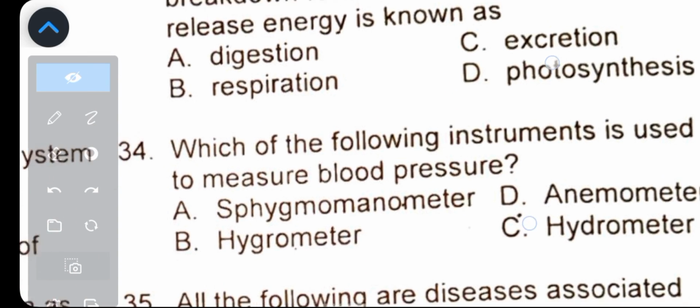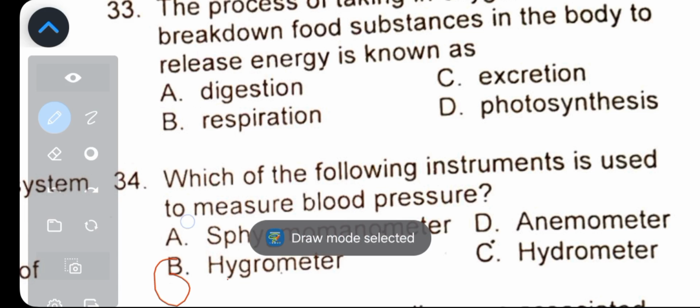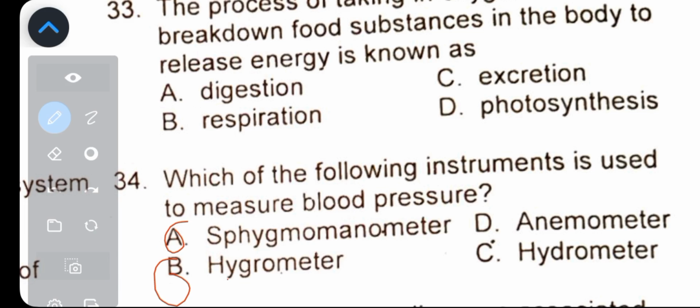Question 34. Which of the following instruments is used to measure blood pressure? A. Sphygmomanometer, B. Hygrometer, C. Hydrometer, D. Anemometer. And the answer to question 34 is A. Sphygmomanometer. It's used to measure blood pressure.